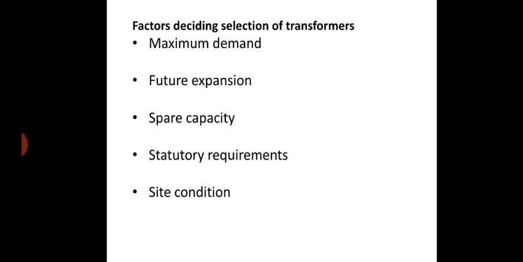Next, site condition means the site should not be wet, it should be a dry site. And we need to say whether it is urban or rural. In a city or metro city, we can have indoor type substations. In rural areas we can have outdoor type substations. So these are all the factors which decide the selection of transformers.